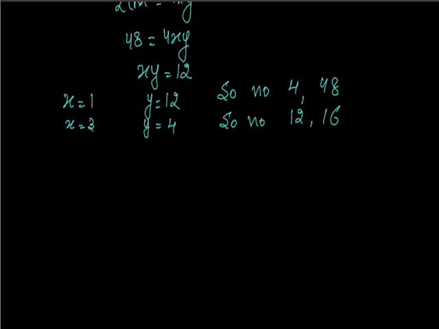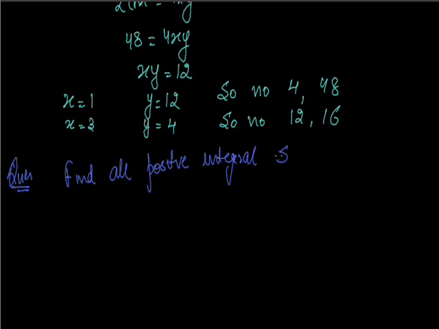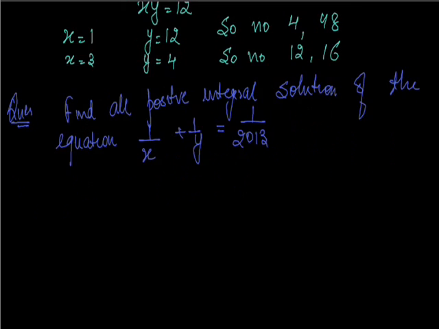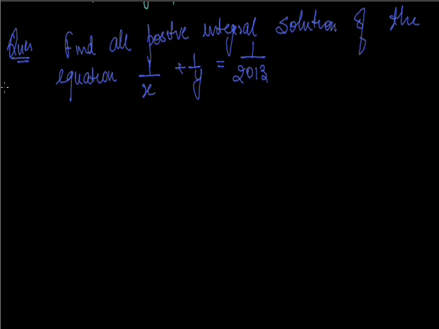Let's move to the last question. In this question it is given: find all positive integral solutions of the equation 1 upon x plus 1 upon y is equal to 1 upon 2013. What we have to find is all the positive integral solutions of this equation.